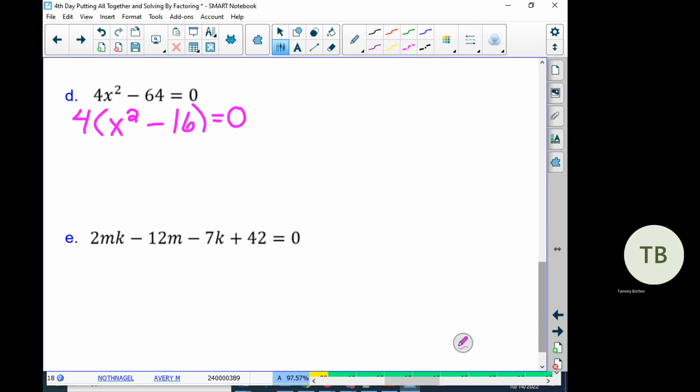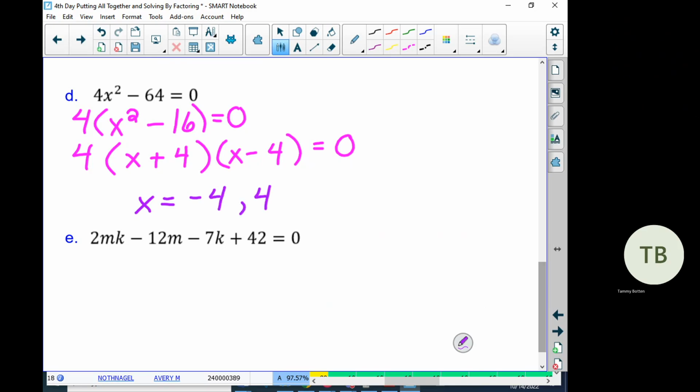Okay. Now I have two terms. Does that look like difference of squares or difference of cubes? If it's x squared, it's squares. So with difference of squares, that's when you do the two parentheses. One's going to be plus, one's going to be minus. If it's x squared, I do x and x. And the square root of 16 is 4 and 4. So what are your two x's going to be? The opposite of this is negative 4. The opposite of this is a positive 4. And you can write them together like that. That's absolutely fine.